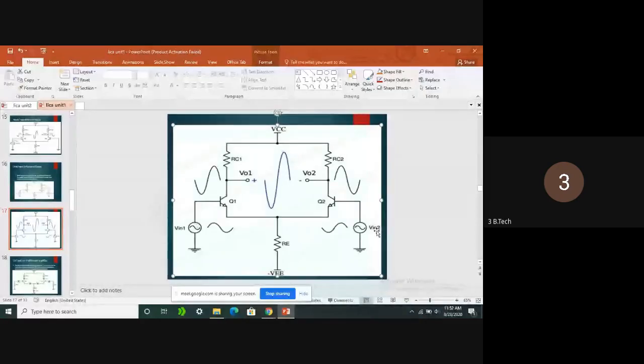if the output is directly proportional to Vin1 plus Vin2, then it is nothing but common mode amplifier. If the output is the difference of two inputs, that is, output V0 is directly proportional to Vin1 minus Vin2, then the mode is differential mode. Simply saying, if the output is proportional to the difference of the input signals, then the amplifier is called a differential amplifier. If the output is proportional to Vin1 plus Vin2, then it is common mode. Clear to all of you? Okay, sir. It's clarified.